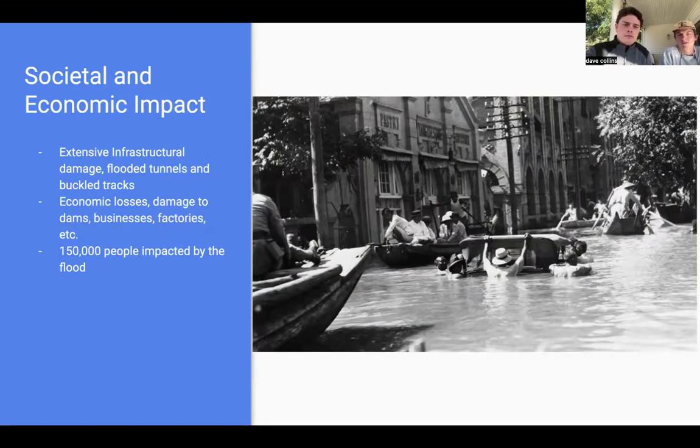Next, we're going to talk about societal and economic impacts. There was an extensive infrastructural damage. Flooded tunnels and buckled train tracks were the main damages. Economic losses, there were damages to dams, businesses, factories, vineyards, roads, and this cost billions of dollars in damages. And it also required the entire nation's resources, which highlighted the scale of the disaster. And there were also roughly 150,000 people impacted by the flood as a whole.